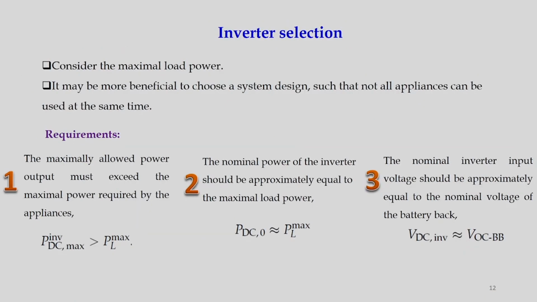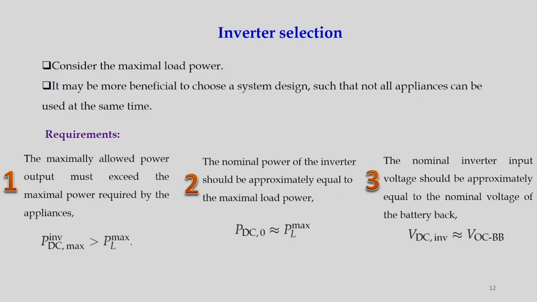Now, a very important factor is the selection of the inverter. While selecting the inverter, we must be very particular. This inverter should meet some requirements. Number one is that the maximally allowed power output must exceed the maximal power required by the appliance. So, P_L max has to be less than the DC inverter's power max.